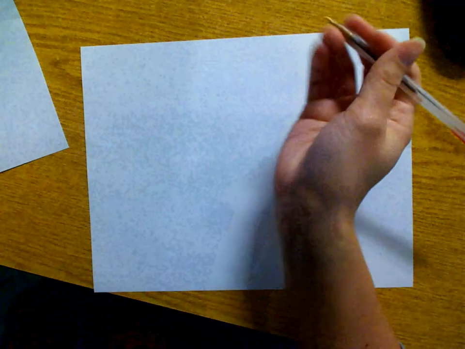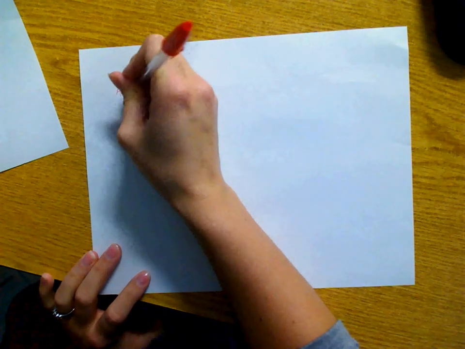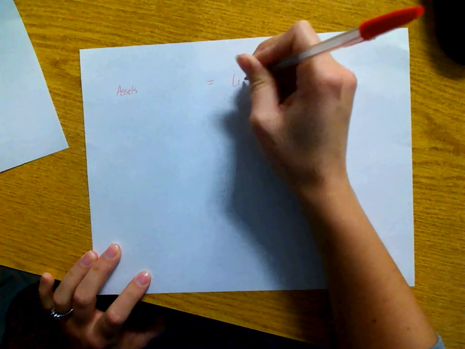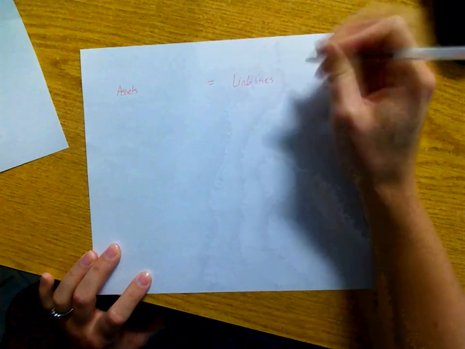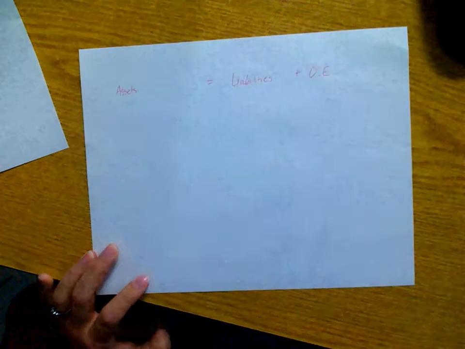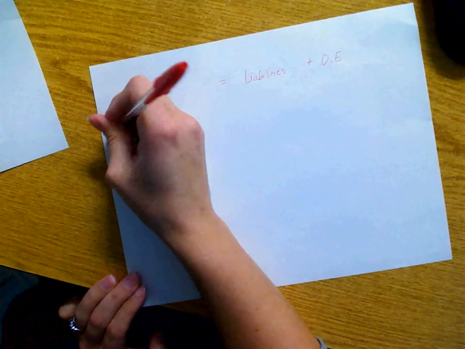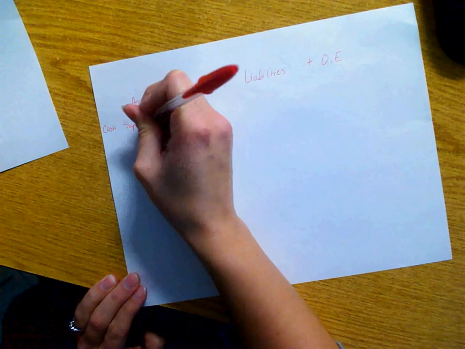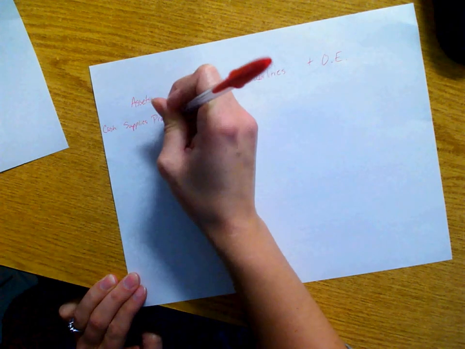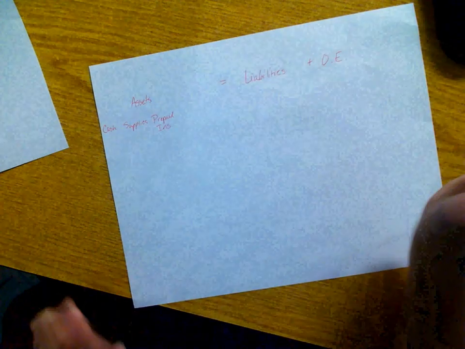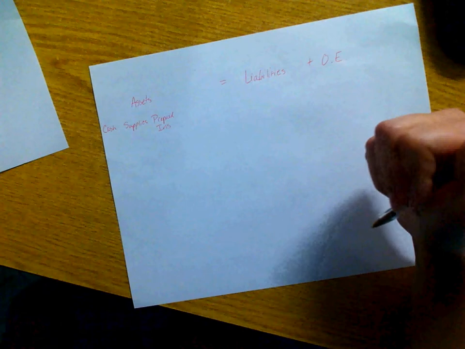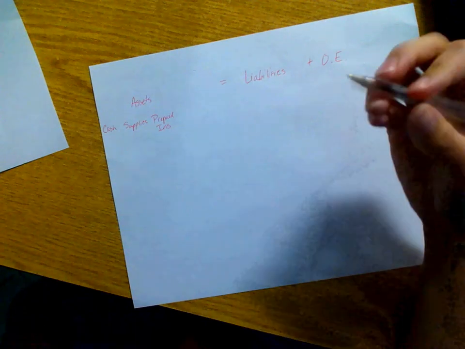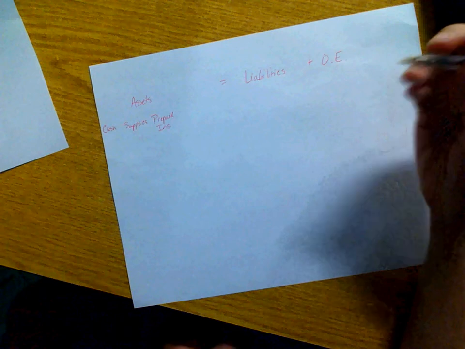All right, guys. So quickly, let's review. What is my accounting equation? Assets equals liabilities plus owner's equity. And under assets, I have cash, supplies, prepaid insurance. And what was the one that we added on Friday? We just went over it in the bell ringer. Accounts receivable.